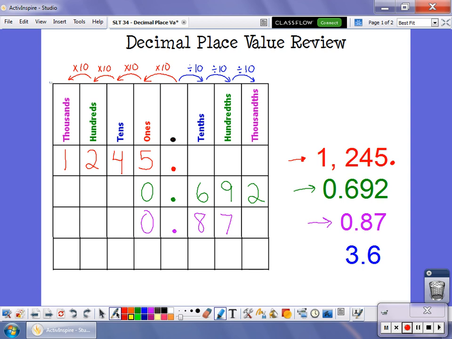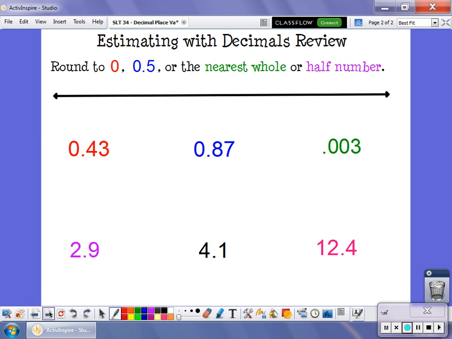And then finally, we have a number that has a whole part and a decimal part. So we would put the 3 over here, we'll put our decimal, and we'll put our 6. Now, when you read a number that has wholes and decimal parts, the decimal is actually "and." So this is going to be 3 and 6 tenths. Okay? So that's a little bit about decimal place value.